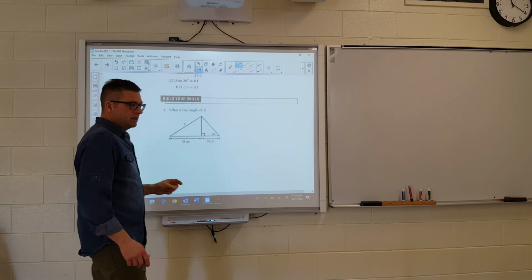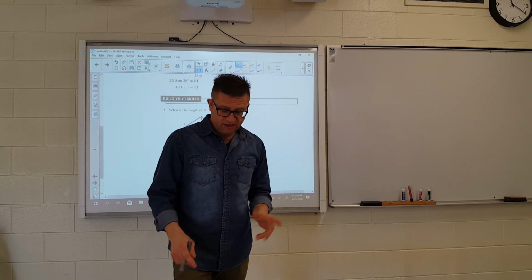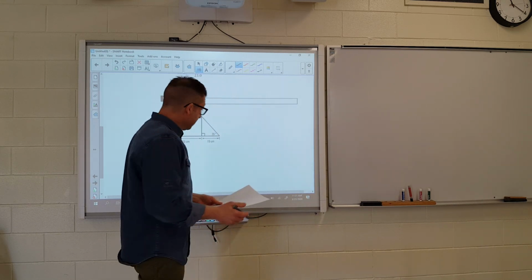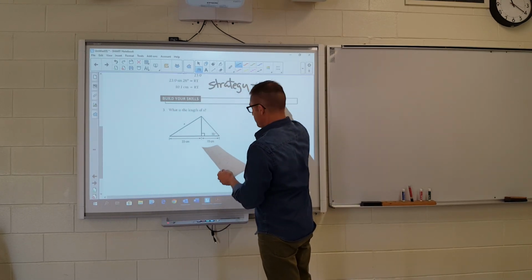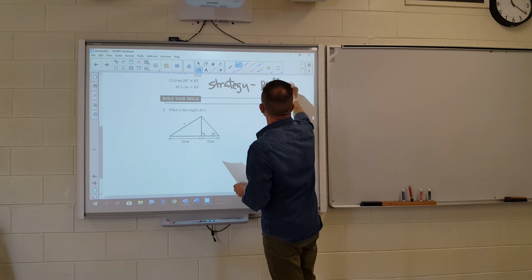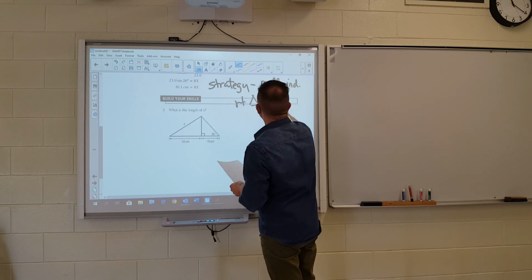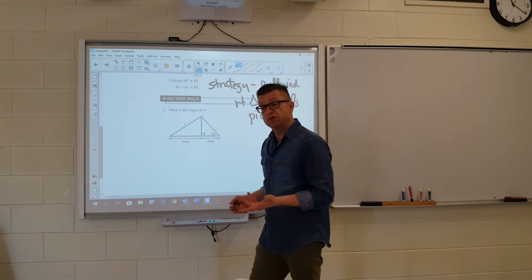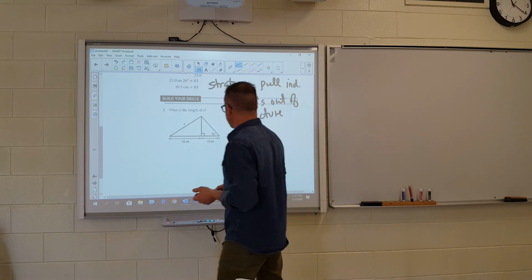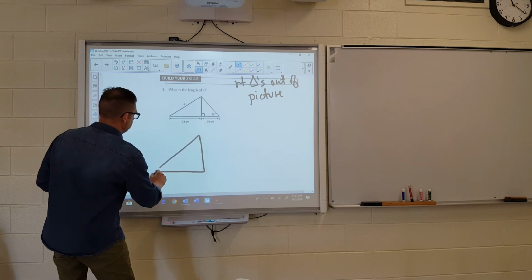Okay, number 3. This is grade 11 trig because it's got multiple right triangles. Here's a really good strategy I've used, and here it is. Strategy: you want to pull individual right triangles out of the picture. Now, what that means is I'm going to look inside here and I see 2 right triangles. So I'm going to draw those separately. It takes a little extra time, but it's worthwhile. And then I label them.